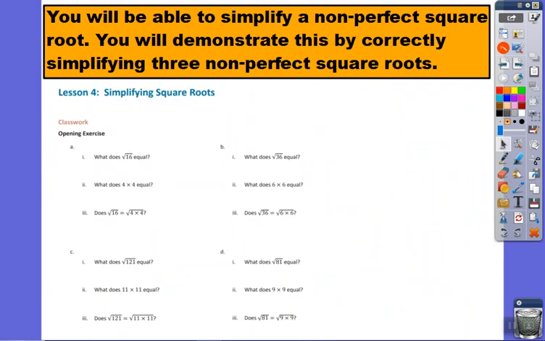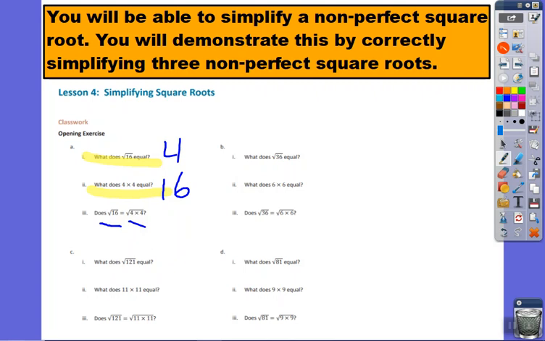Okay, so lesson 4 is about simplifying square roots. What does square root of 16 equal? Well, it is 4. And please notice that 4 times 4 is 16, so they're kind of like opposites of each other. So another way to write square root of 16 is square root of 4 times 4.